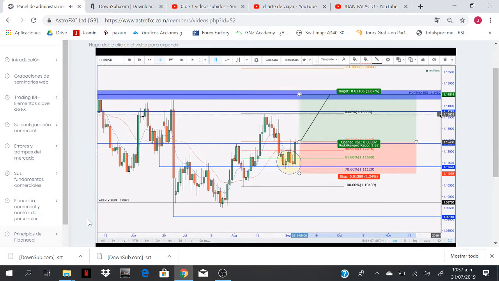right on the monthly resistance, 1.1450, in alignment with our fib D extension 1. This is a risk reward of 1 to 1.5. You're going to be risking 138 pips for a potential of 210 pips.